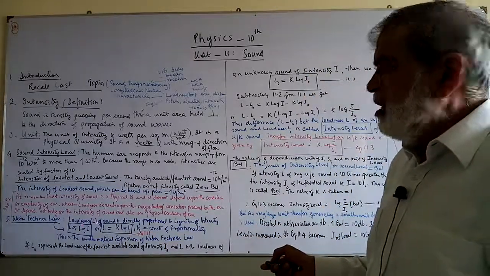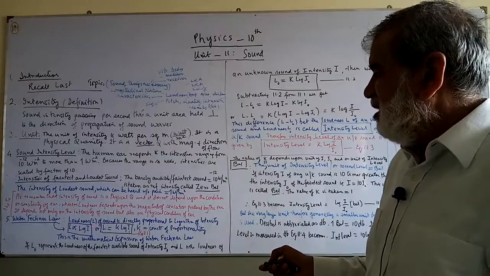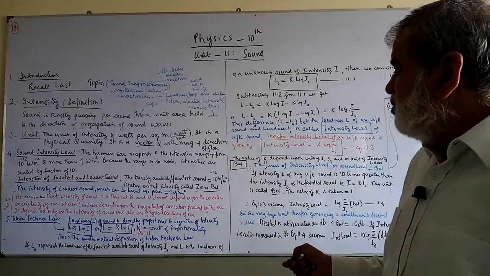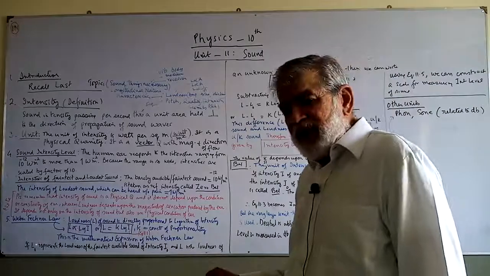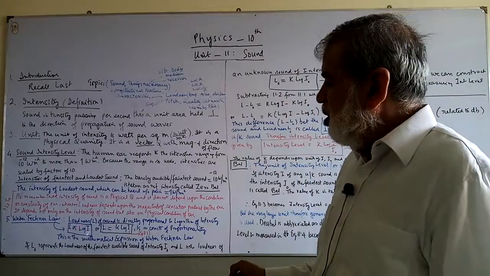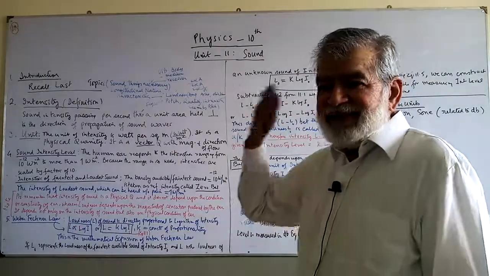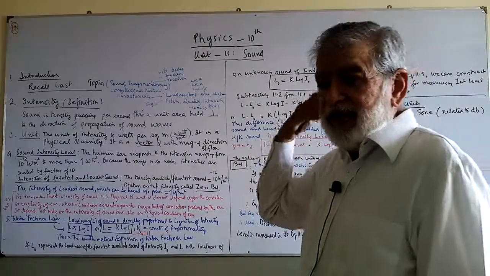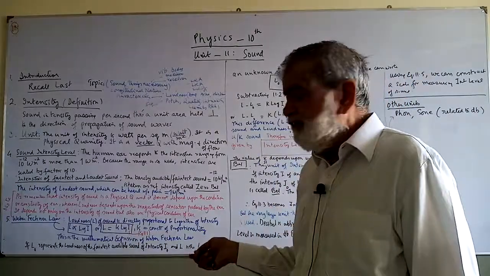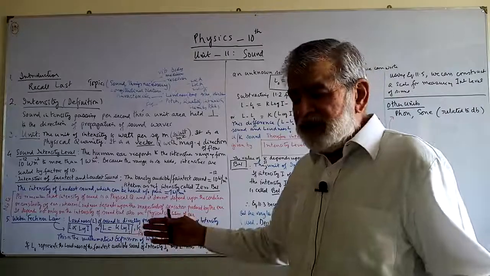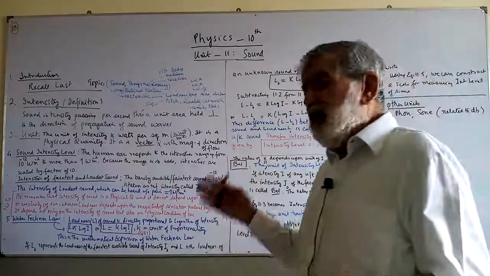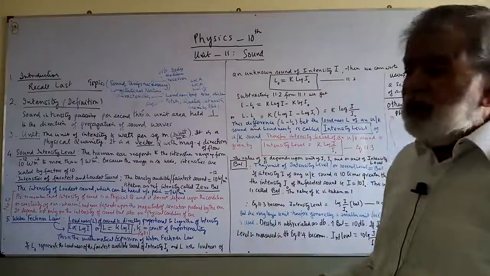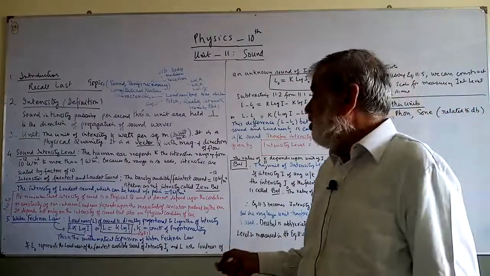Loudness, if loudness is L, of sound is directly proportional to the logarithm of intensity. So loudness is proportional to log of I. The intensity which is coming into the ear, as I told you, is a physical quantity. The range is very wide, 10^-12 watts per meter square to 1 watt per meter square, so we take it on the logarithmic scale.